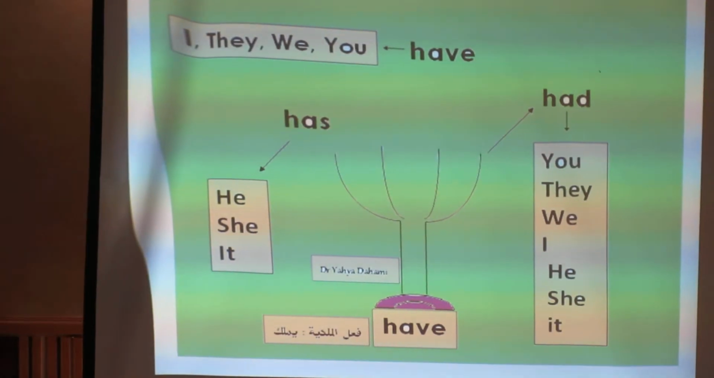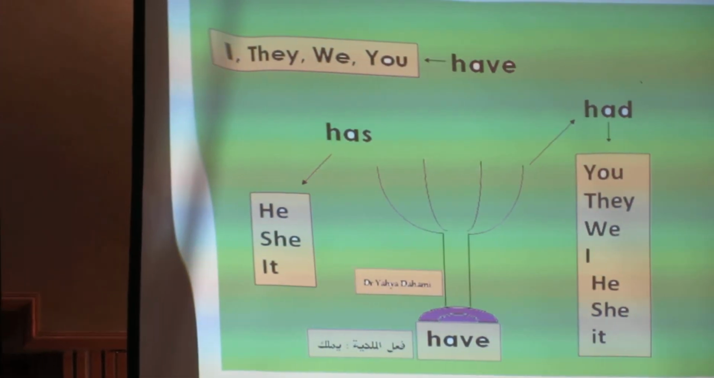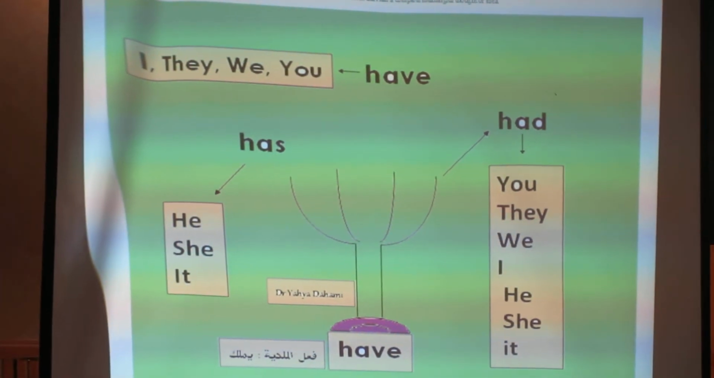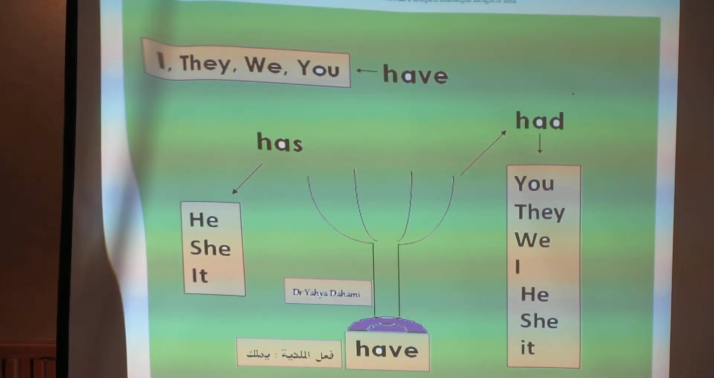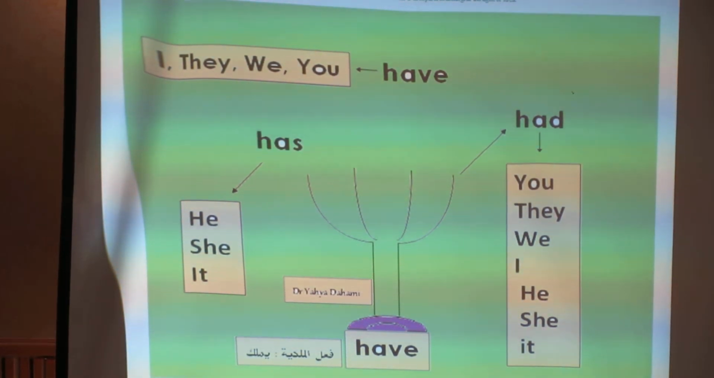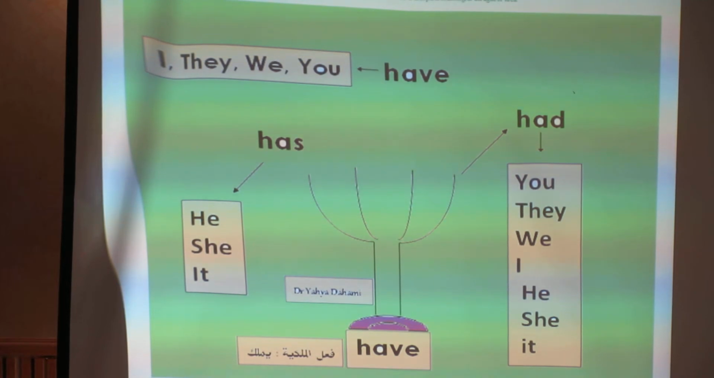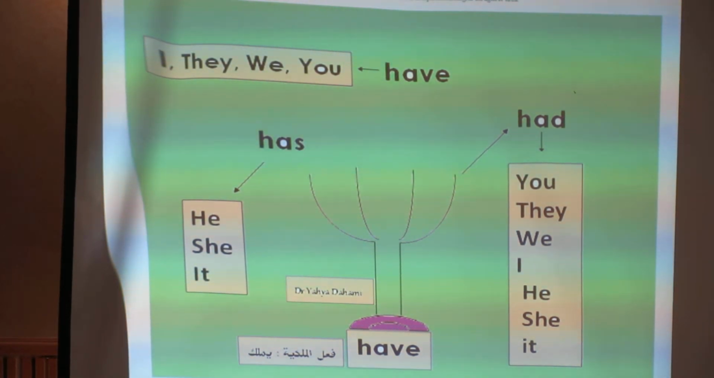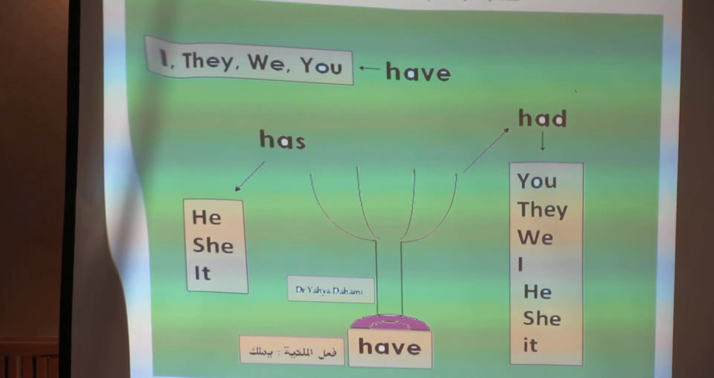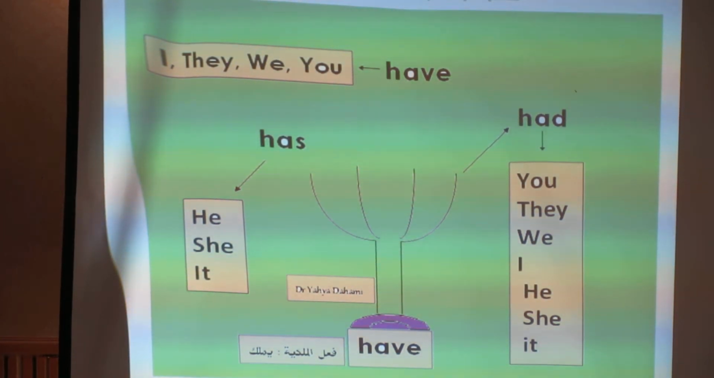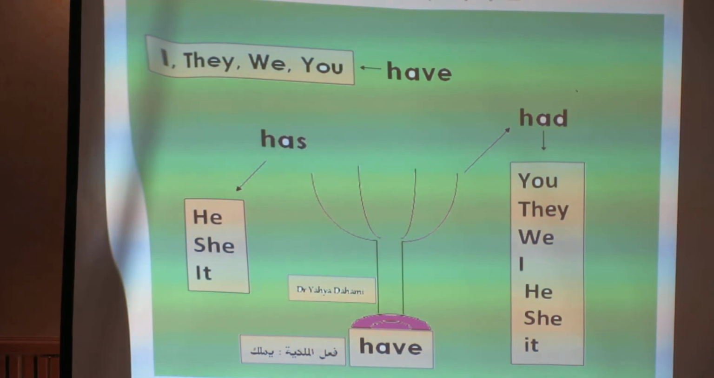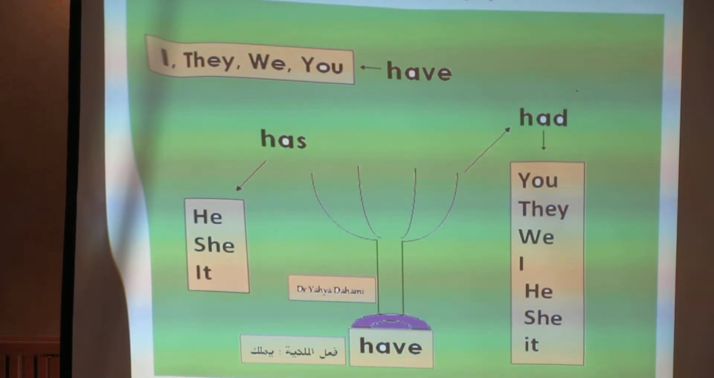The second essential part of the verb is verb to have. الملكية، يملك. Has, have, and had in the past. Look, have goes the same with do: I, we, they, you. Then has, like does, goes with he, she, it. So you have two sets of pronouns, no more than that. Had goes with all pronouns because it is the only one in the past.